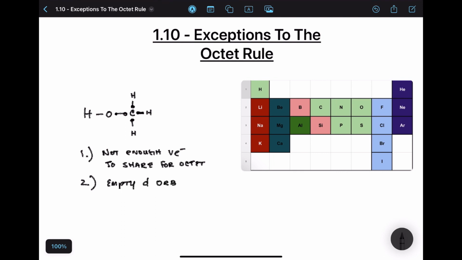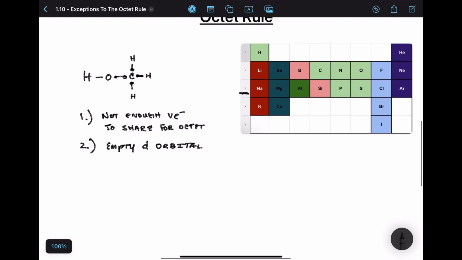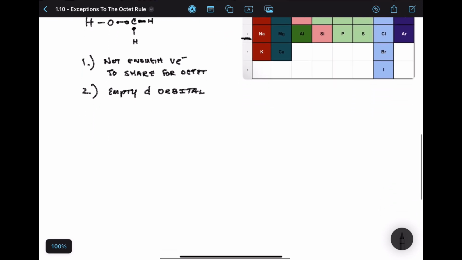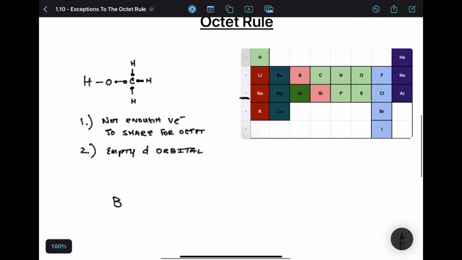Now, for atoms to have an empty d orbital, they're going to be in the 3rd row of the periodic table. And so we're going to talk about specifically what are some exceptions. So the first exception we're going to talk about is boron. If we look at the condensed periodic table, boron has essentially 3 valence electrons, 1, 2, 3, and it needs 5 to achieve the octet, right?